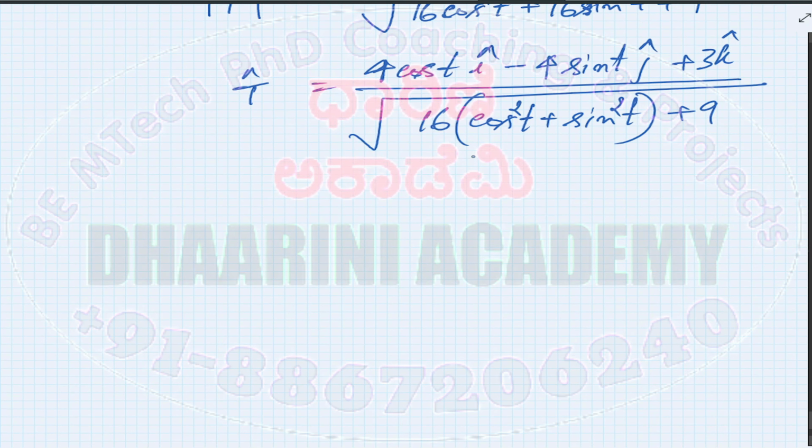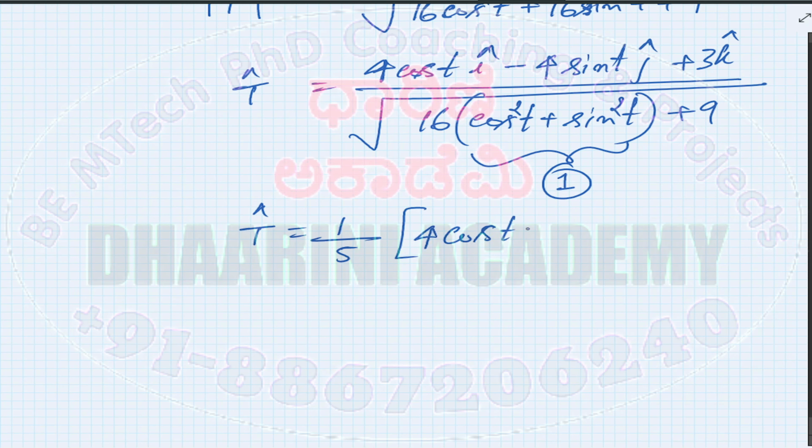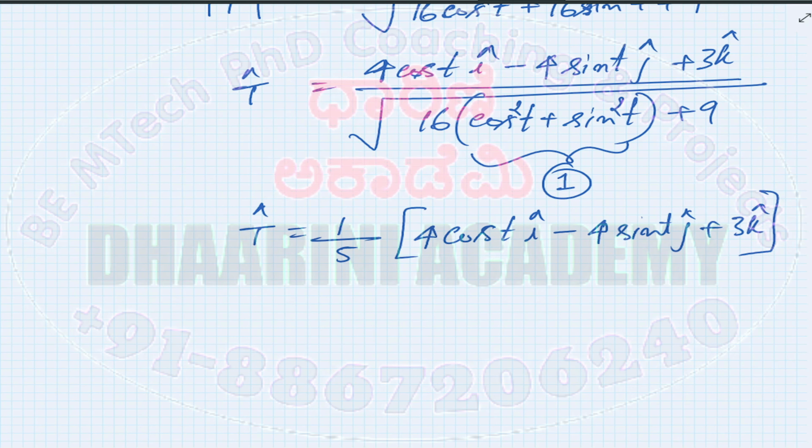So we know that cos square theta plus sin square theta is equal to 1, so I just cancel that. So root of 16 plus 9 is root 25, which is 5. So the whole term becomes simply 5. So what is your final answer? I can write 1 by 5 into 4 cos t i cap minus 4 sin t j cap plus 3 k cap. This is the unit tangent vector.